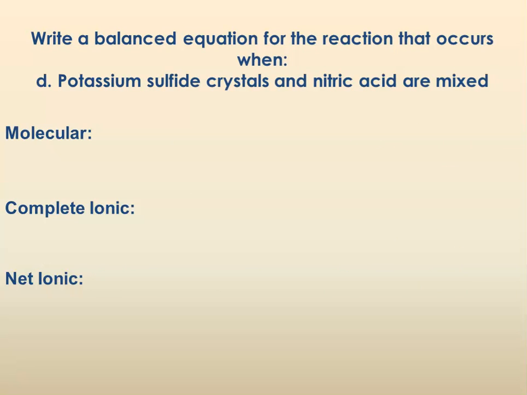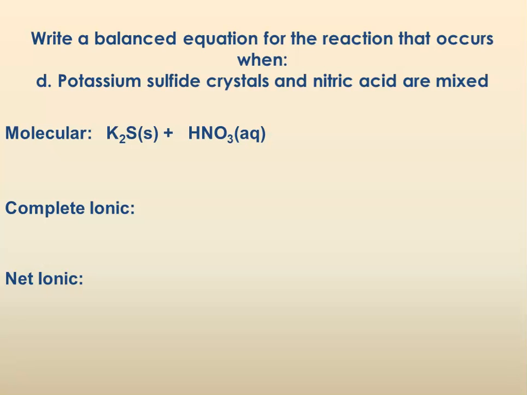Our final example is going to be between potassium sulfide crystals and nitric acid. Again, ionic compound, you've got an alkali metal to get started, balance out your charges, you get K2S. We're told it's a crystal, so that's why you see the S written after it. Nitric acid is coming from nitrate, which is -1, so HNO3, which is going to be aqueous.